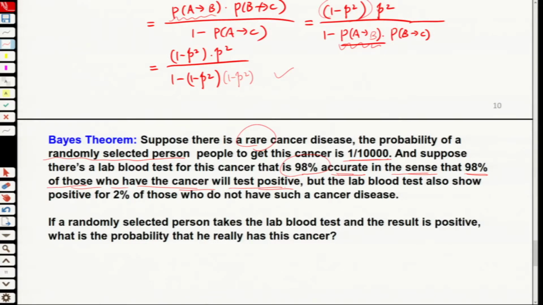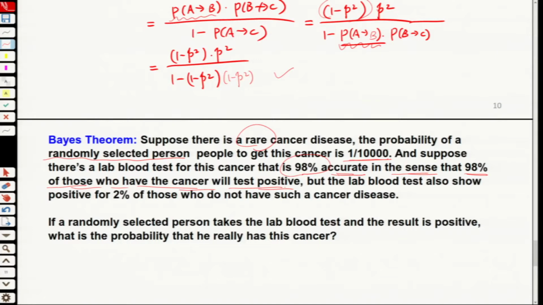This guy has to have cancer, then I have the 98% accuracy. But the cancer to happen in the general population is 1 out of 10,000. But the lab blood test also shows positive for 2% of those who don't have such a cancer disease. Now the question is, if a randomly selected person takes a lab test and the result is positive, what's the probability that he really has this cancer?